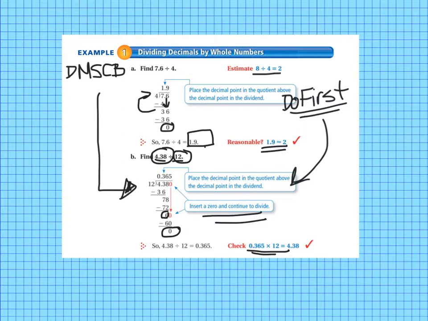And then we check by multiplying our quotient by our divisor. And the quotient times the divisor should equal the dividend. If it does, then you got the right answer. And it does, so we did.